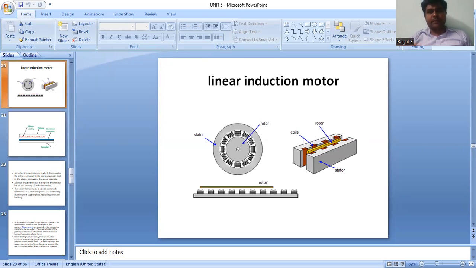Some classifications of linear electrical motors are induction motors, DC motors, synchronous motors, including reluctance and stepper motors, oscillatory motors, and hybrid motors. Out of these, depending upon the applications, we select the different types of linear motors.